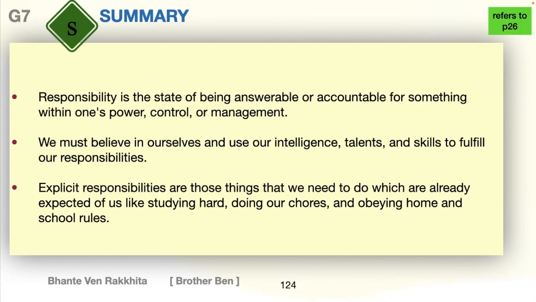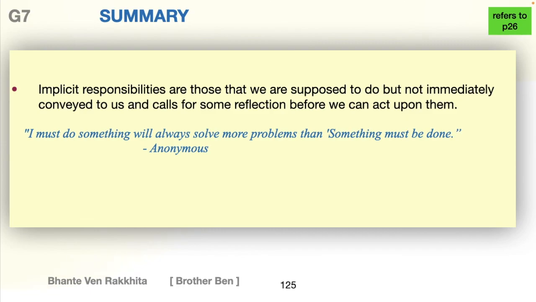The summary of lesson 4. Responsibility is the state of being answerable or accountable for something within one's power, control, or management. And then we must believe in ourselves and use our intelligence, talents, and skills to fulfill our responsibilities. Explicit responsibilities are those things that we need to do which are already expected of us, like studying hard, doing our chores, and obeying home and school rules. That's explicit responsibilities. Implicit responsibilities are those responsibilities that we are supposed to do, but not immediately conveyed to us, and calls for some reflection before we can act upon them.